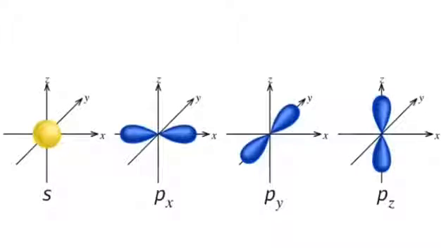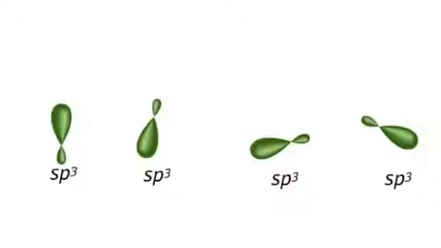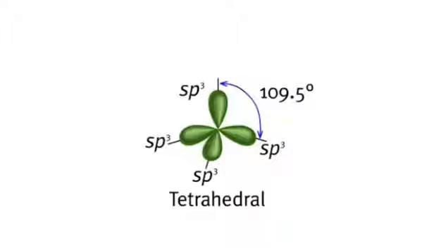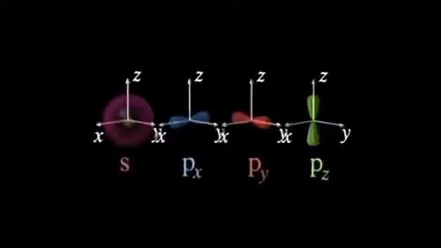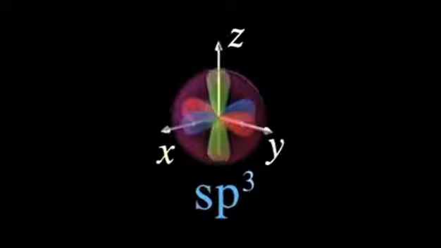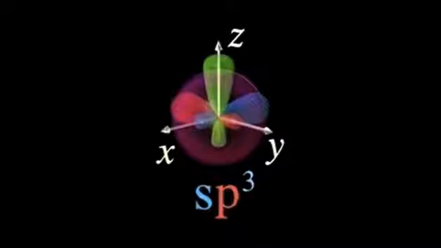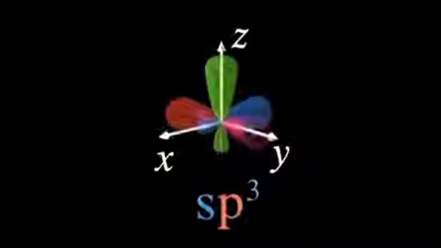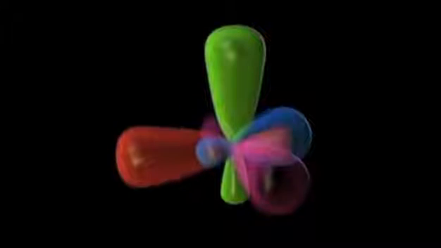Mixing an s orbital with the three p orbitals generates four equivalent sp3 hybrid orbitals. Note that the number of hybrid orbitals produced is equal to the number of atomic orbitals that are hybridized. The set of four sp3 hybrid orbitals has a tetrahedral arrangement. The angles between the orbitals are 109.5 degrees. Mixing of the s with all three p orbitals results in formation of four equivalent sp3 hybrid orbitals, directed toward the apices of a tetrahedron.